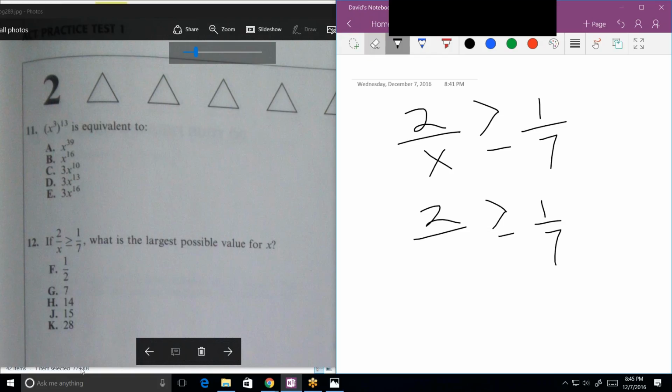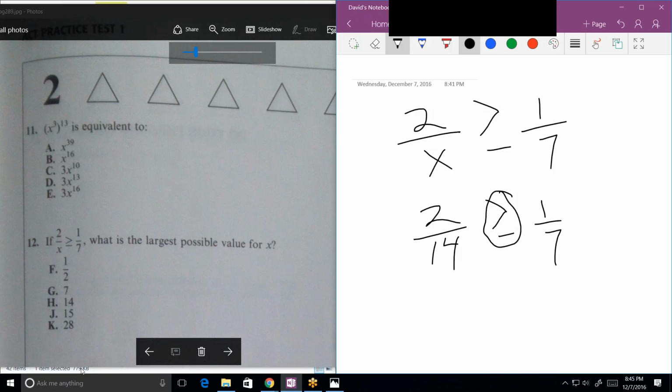Now try 14. Does that work? Yes, it does. I got 1/7 equal to 1/7, but that allows for equality. So 14 is the largest possible value for x. 15 doesn't work, and no number greater than 15 works, in fact. But 14 works, and 7 is going to work, and 1/2 is going to work.